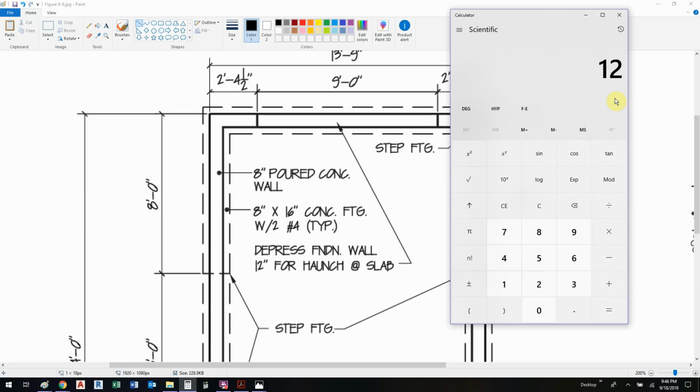So now we go 3, 4, 5. Remember how that triangle works. We're going to say 4 times 4 is 16.